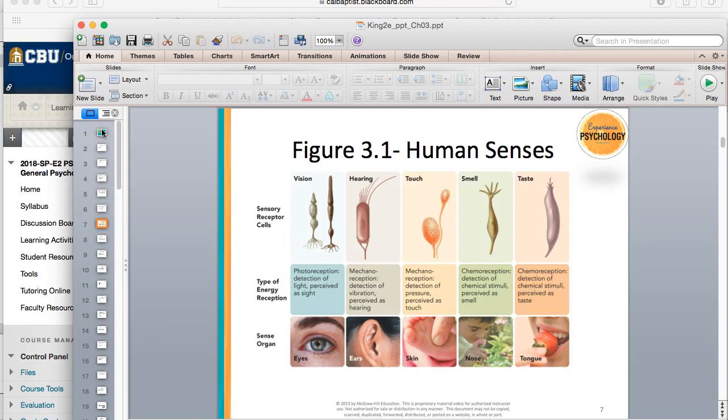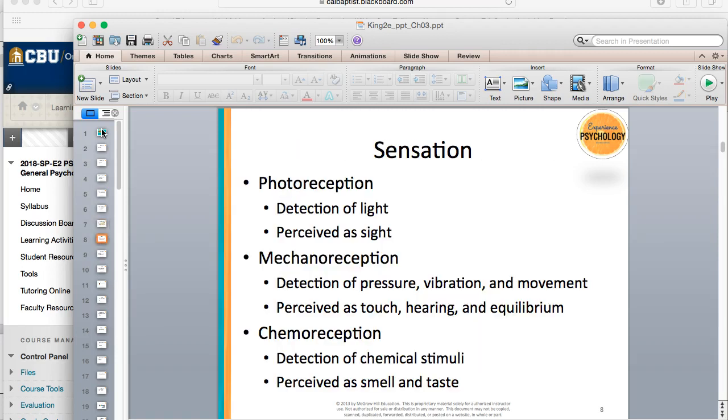So like I said, sight, touch, taste, smell, hearing, things like that. These are all types of your senses. And you guys should know this. I believe this was taught in biology. So just a brief overview of that. There's multiple types of sensation. Photoreception, which is the detection of light perceived as sight. Of course, you see things with your eyes and you visualize things. So this is important as well.